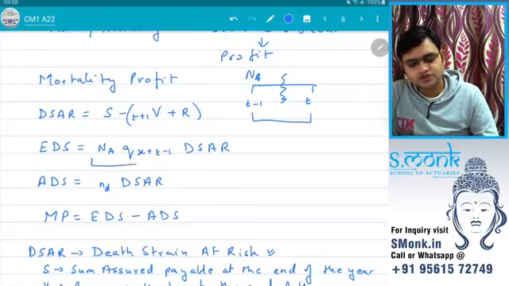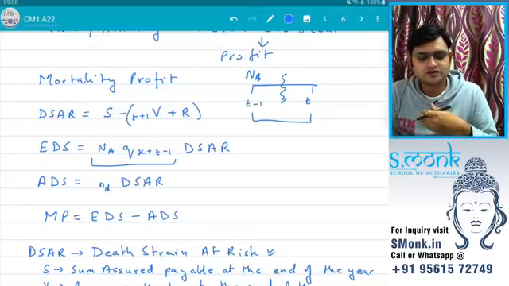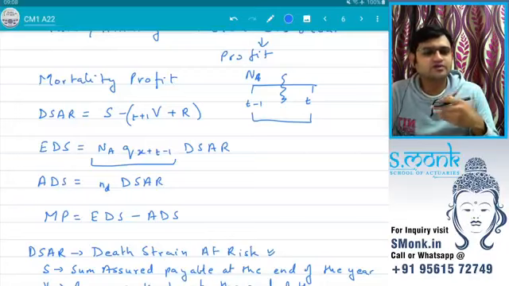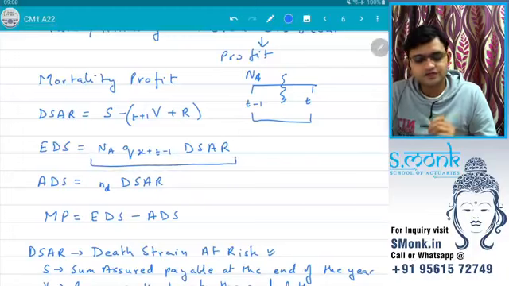So this becomes the total number of deaths that we expect in this particular year, because we don't know what would happen. While we did all our calculations of premium and reserves and everything, we don't know how many actual deaths would occur in a particular year. So this was our expectation. This is the expectation of how much strain we will see in a particular year at the end of that year. This becomes the expected death strain.